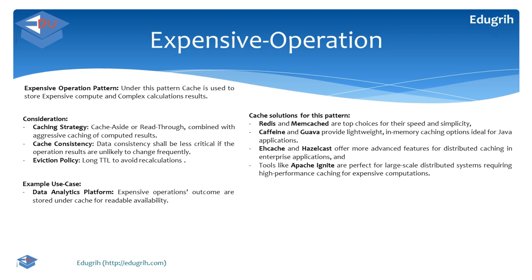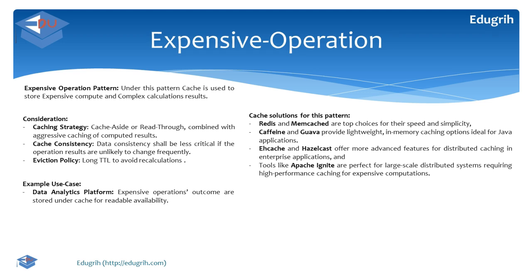These platforms generally involve high compute and the outcomes are stored under cache for readily making it available for any subsequent request or query. Cache solutions for this pattern, Redis and memcached are top choices. Caffeine and Guava provide the lightweight in-memory caching option, primarily targeted towards Java applications.